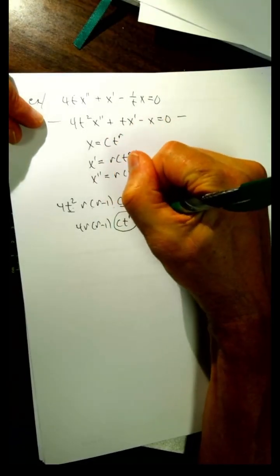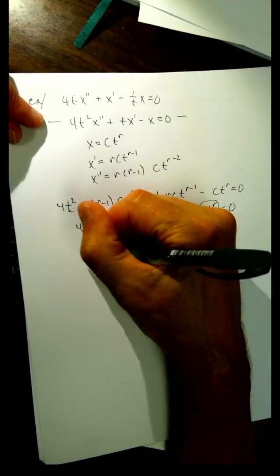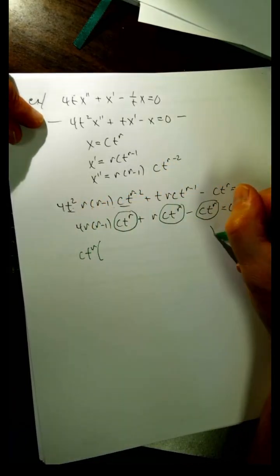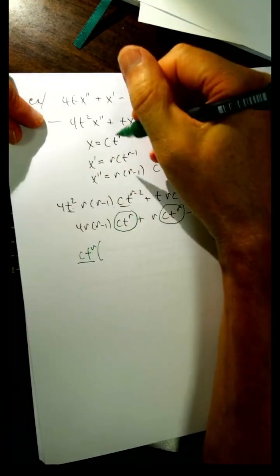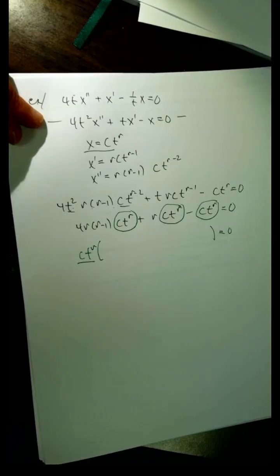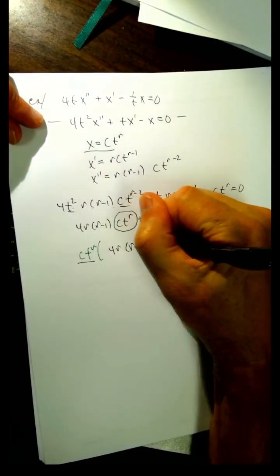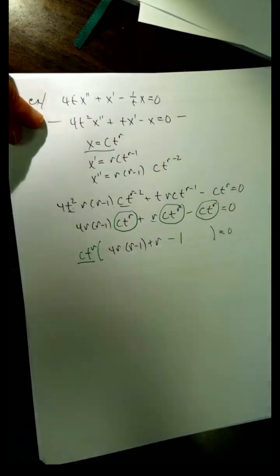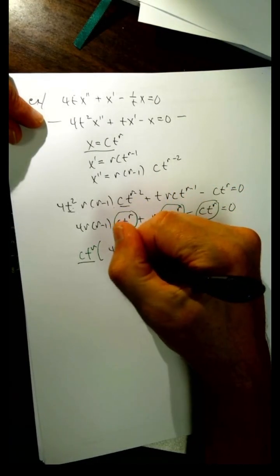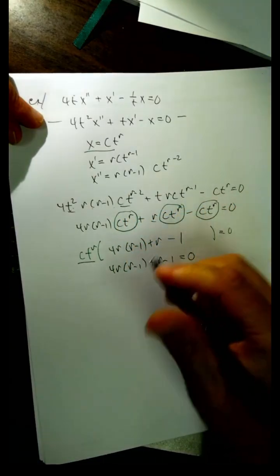Again, if you don't get to here and you do not see a ct to the r in every term, you made a mistake somewhere. I can factor that out. I know I don't want that to be 0 because that's my solution. What's left behind is 4r times r minus 1 plus r minus 1. So that means that 4r times r minus 1 plus r minus 1 has to be 0.